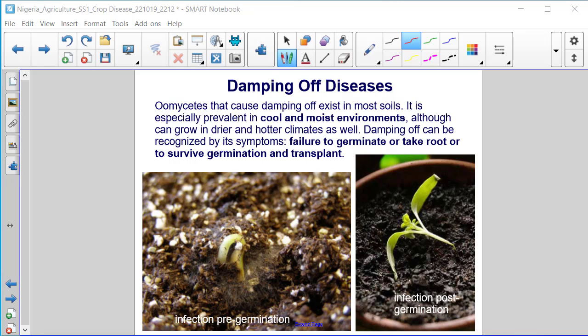Oomycetes that cause damping off exist in most soils. It is especially prevalent in cool and moist environments, although it can grow in drier and hotter climates as well. Damping off can be recognized by its symptoms: failure to germinate or take root, or to survive germination and transplant.